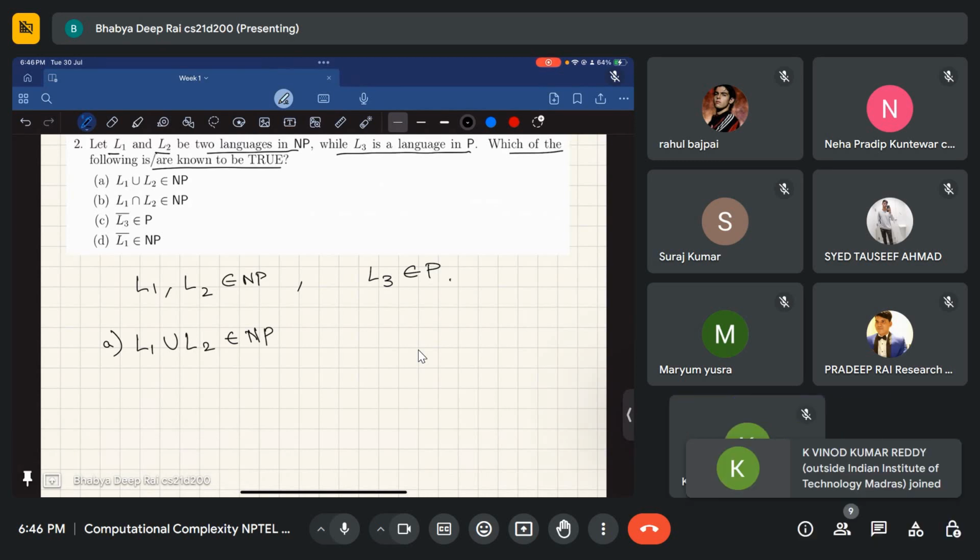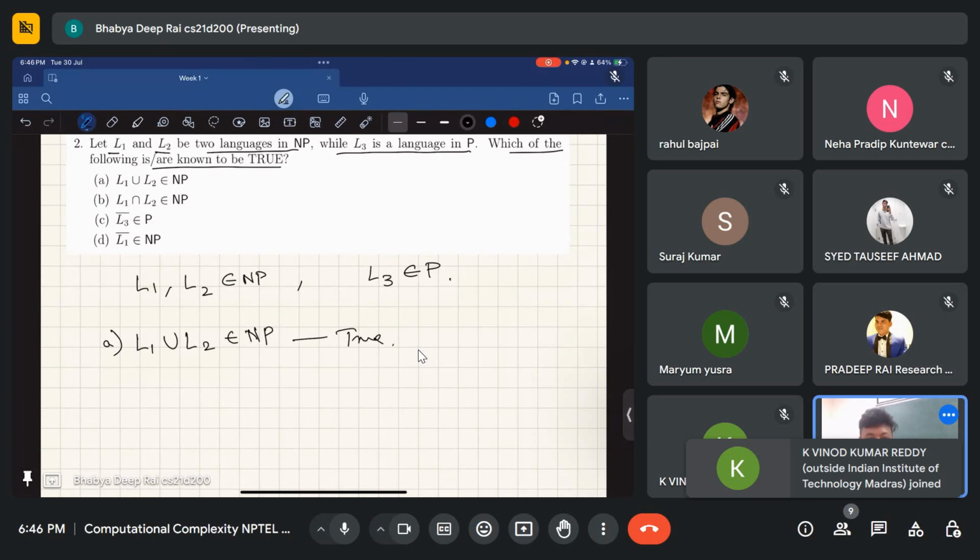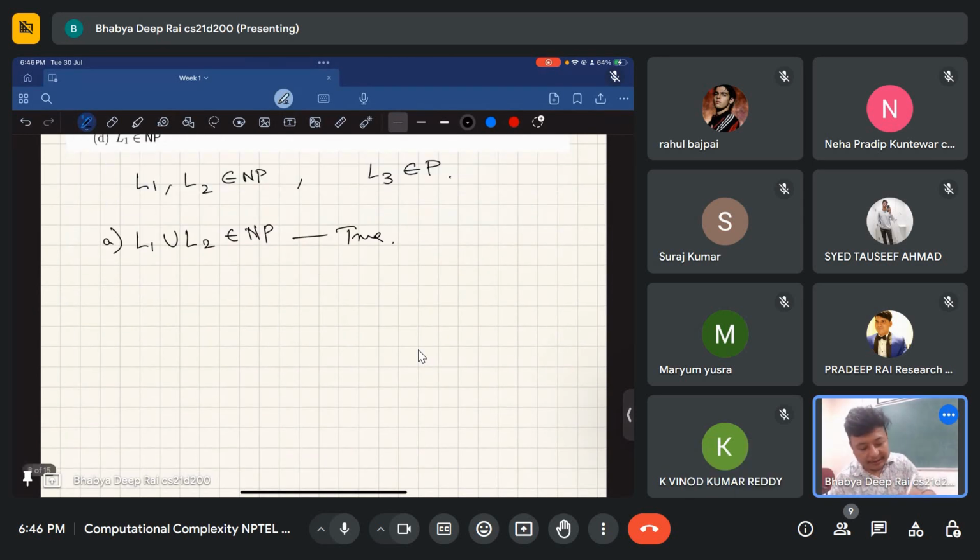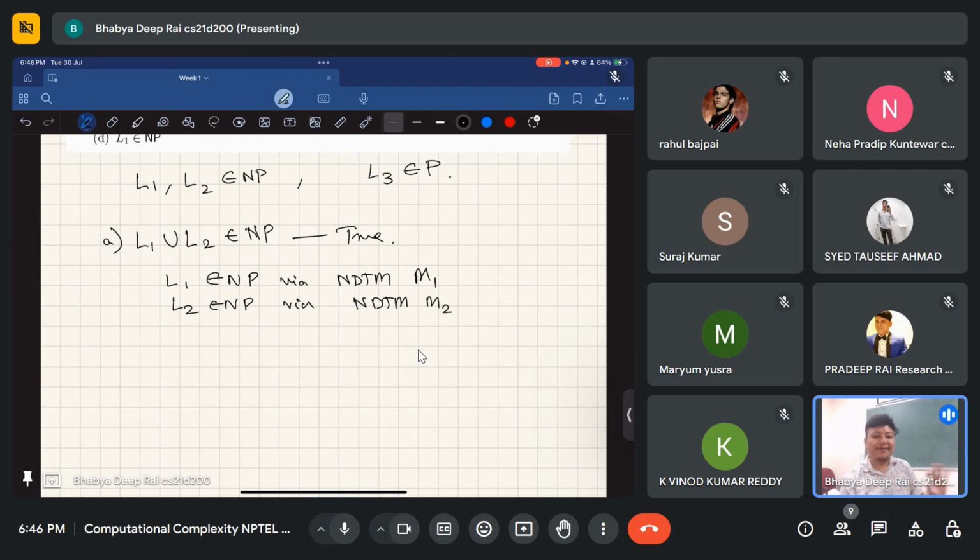So let's look at this. L1 union L2 is in NP. This happens to be true. Why this is true, I'll let you know. Since L1 is in NP and L2 is in NP, let's say L1 is in NP via a non-deterministic Turing machine M1, and L2 is in NP via a non-deterministic Turing machine M2. This follows from the definition. If it is in NP, it means there is a non-deterministic Turing machine which runs in polynomial time, which solves the problem.